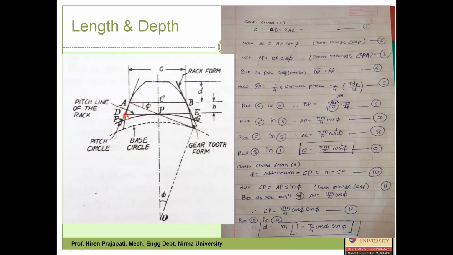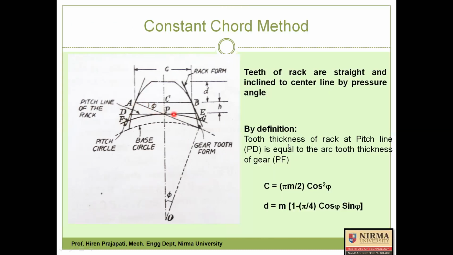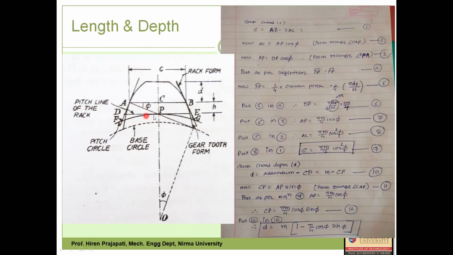Similarly, the length of DP is equal to the length of FP as per our second principle. If you look at this second principle, the length of PD is equal to PF. Now with this principle, let us begin the derivation of C and D. So the constant chord length C is equal to, in this diagram, AB. Now AB is equal to 2 times AC. So that is our equation 1, relation 1.